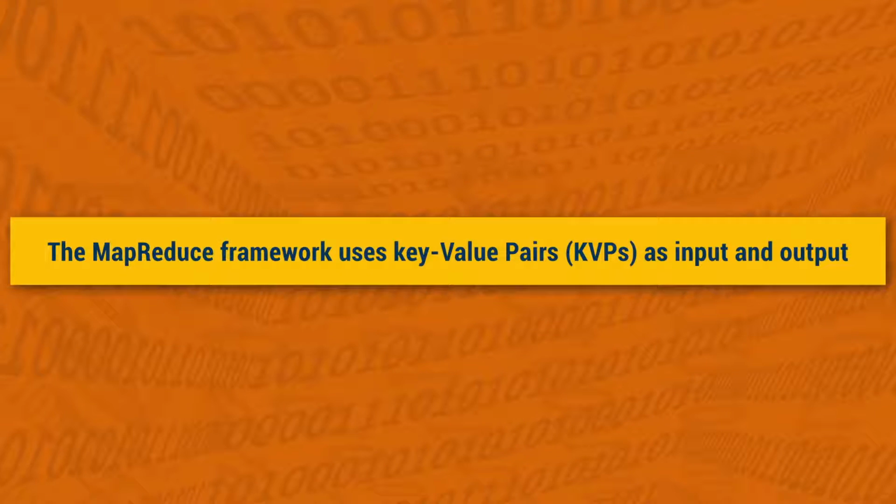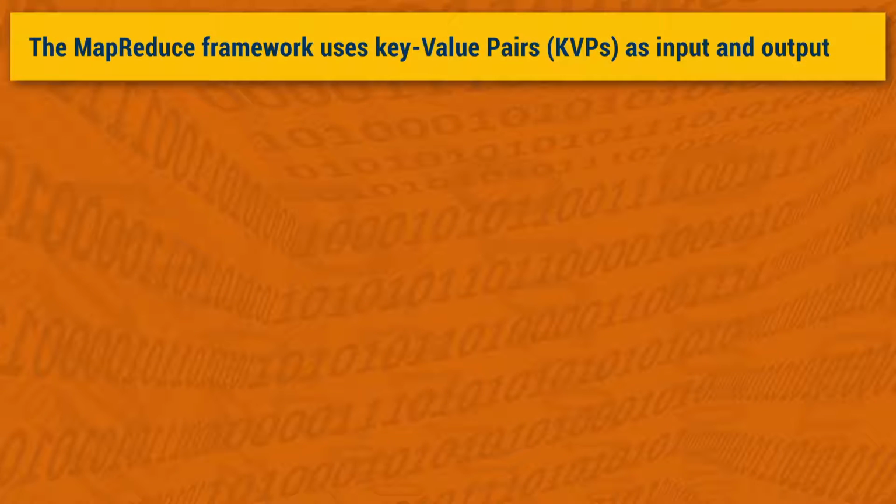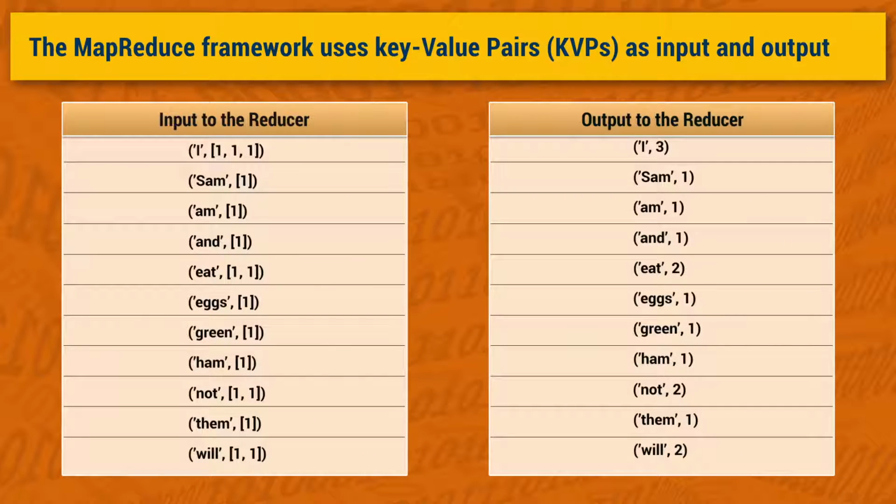We have just seen that the MapReduce framework uses key value pairs, KVPs, as input and output. Whatever the data, the map function extracts its characteristics of interest and presents them in the KVP format. A map worker generates a key value pair for the data it extracts. The reduce function then receives this KVP list as an input and generates another KVP list as an output.